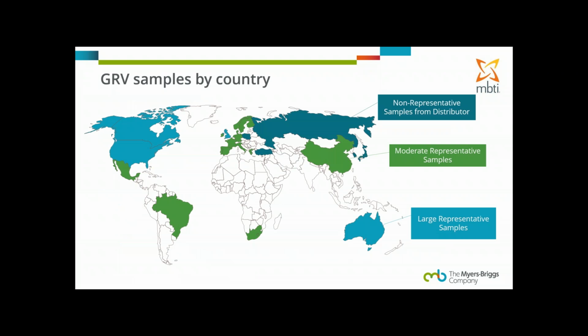For those of you with more of an intuition preference, this is what the sampling plan looked like. You'll notice that we had what we call large representative samples, where our targets were to exceed prior samples or to have more than 1,000 people. And then the moderate representative samples, our goals there were to hit about 500 people. And the non-representative samples from distributors were really opportunistic data collection that started after the project was underway, but using the new versions that we'd be able to evaluate.